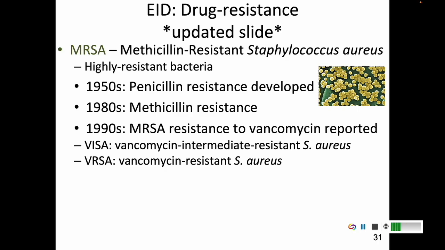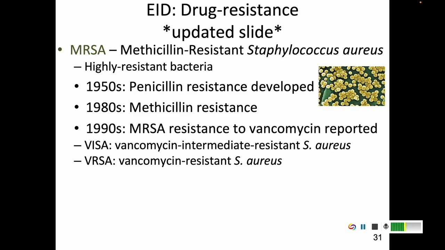By the 1980s, methicillin resistance emerged. Our last line of defense against this bacteria is an antibiotic known as vancomycin. Vancomycin is very strong, can have some side effects to it. By the 1990s, we started seeing MRSA that were also resistant to vancomycin. So if you have a bacteria that is resistant to a lot of different antibiotics, it is going to be very hard to treat that bacteria.